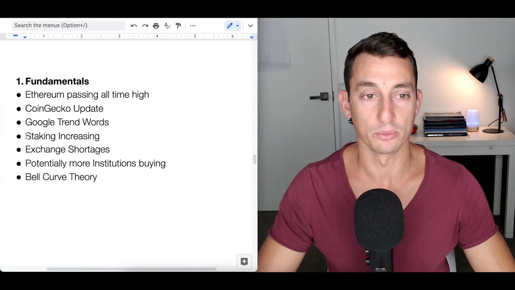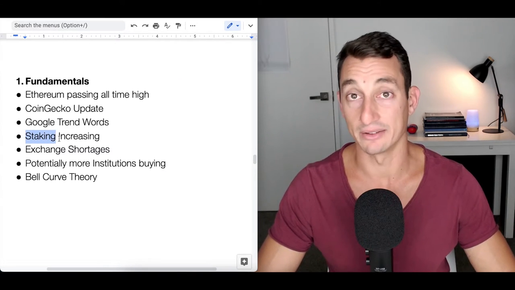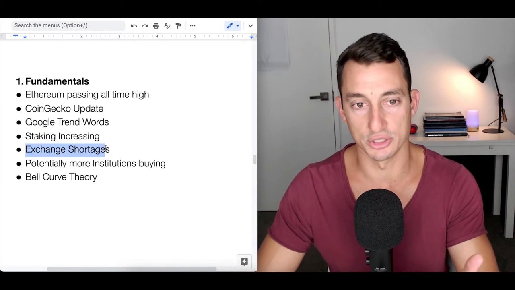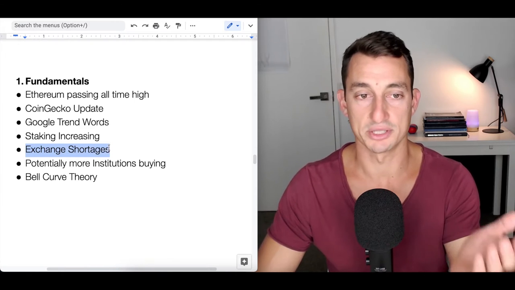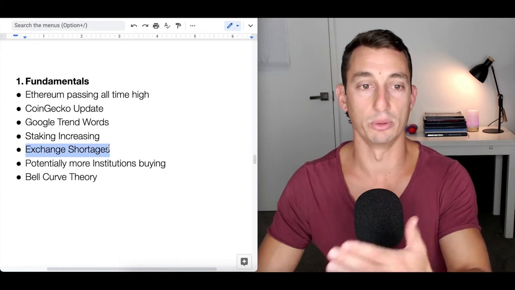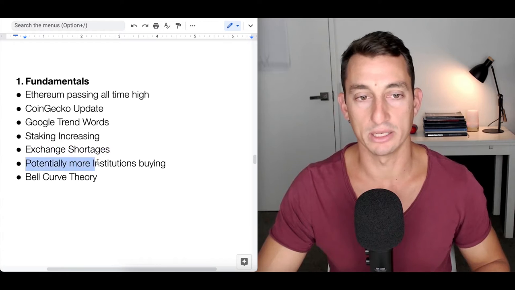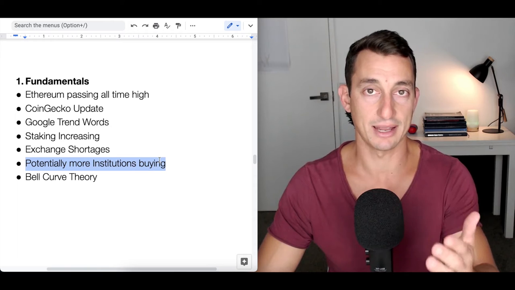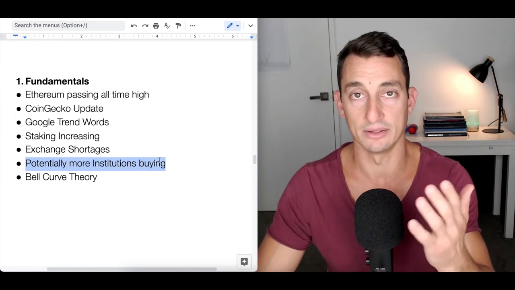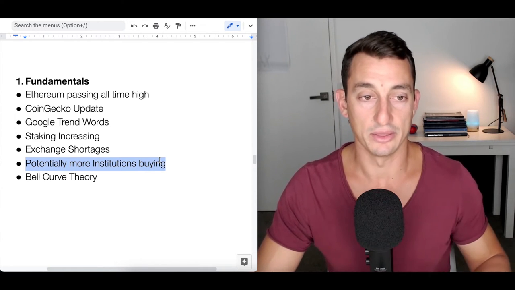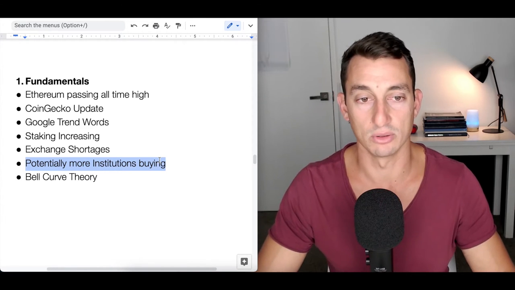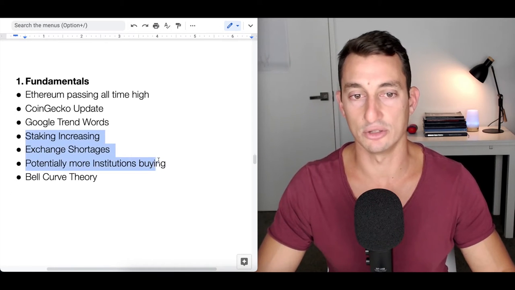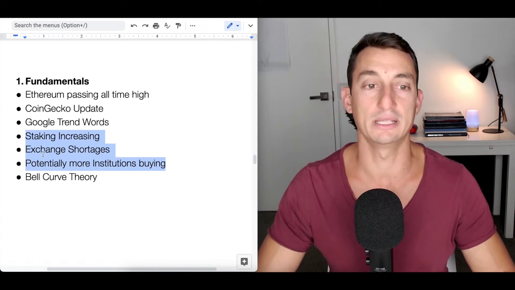Finishing off with the fundamentals, we are well aware of the staking that is increasing the price. More Ethereum is coming off exchanges, leading to shortages, getting locked up into staking, and of course the new ETH 2.0 staking, and potentially more institutions buying. Of course, they're coming into Bitcoin, and Ethereum doesn't have any problems with the SEC. It is not going to be listed as a security. Therefore, it is another massive potential for institutions to be buying up. So we have a lot of information and news to tell us that the price of Ethereum could be increasing.